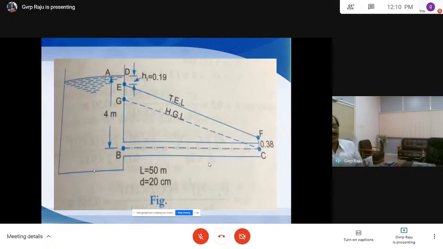Now, how will you get the hydraulic gradient line and the total energy line, for a simple case? Let us say the pipeline is horizontal. If it is vertical, we have datum heads also. This is the horizontal pipeline which is carrying fluid from reservoir A to the open. For this case, how will you consider the hydraulic gradient line and total energy line? The procedure is very simple.